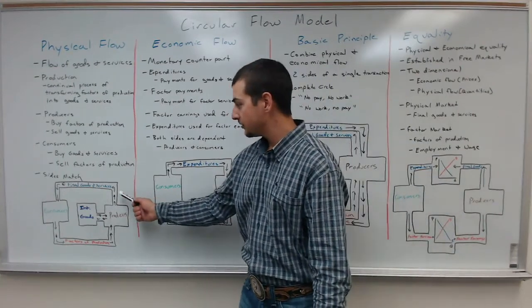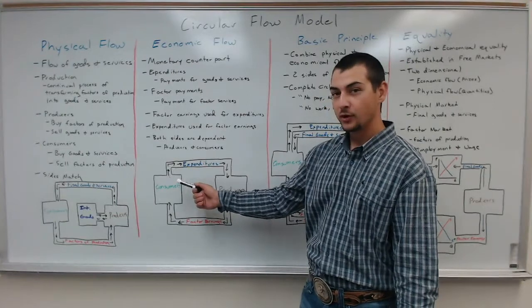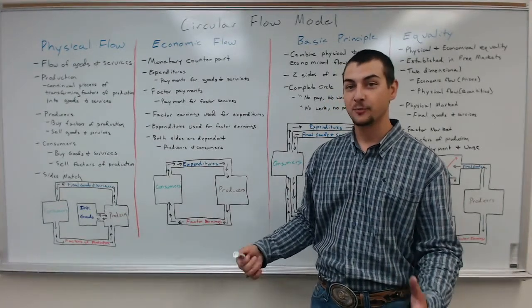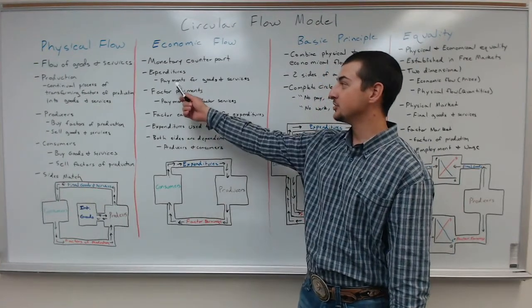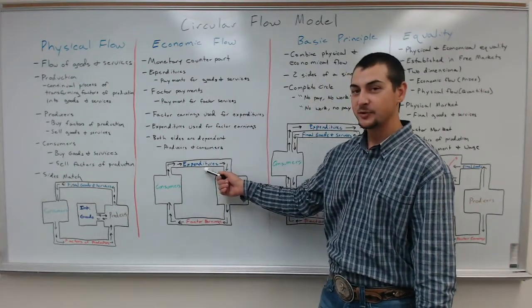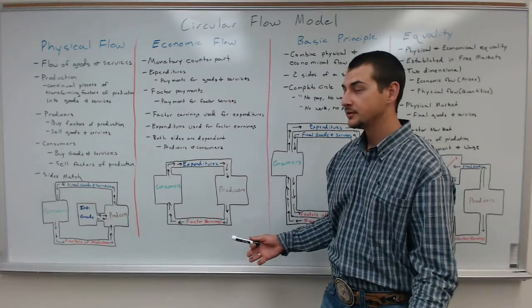So we have final goods and services going that way, but at the same token, for a consumer to be able to obtain a final good or service, they have to pay for it, right? Well, that's called an expenditure. An expenditure is payment for final goods and services. So we see consumers paying expenditures to producers for final goods and services.